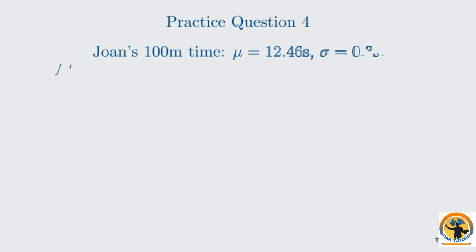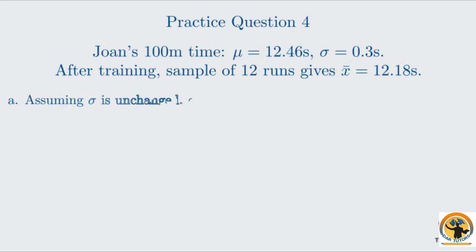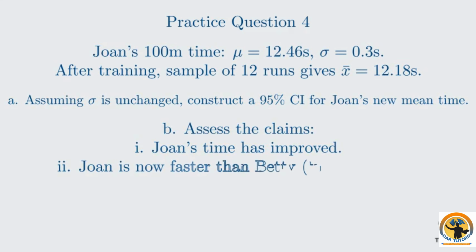Question 4. The time it takes Joan to run 100 meters is normally distributed with a mean of 12.46 seconds and a standard deviation of 0.3 seconds. She trains for 6 weeks, and her mean time from 12 trials is now 12.18 seconds. Part A. Assuming the standard deviation has not changed, construct a 95% confidence interval for Joan's new mean time. Part B. Hence assess the claim that Joan's time has improved, and the claim that Joan is now faster than Betty, whose time is 12.26 seconds. Here is the solution to question 4.